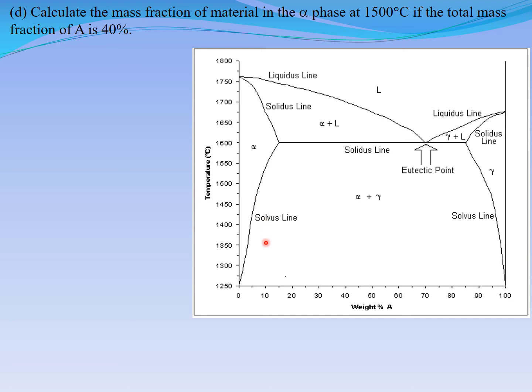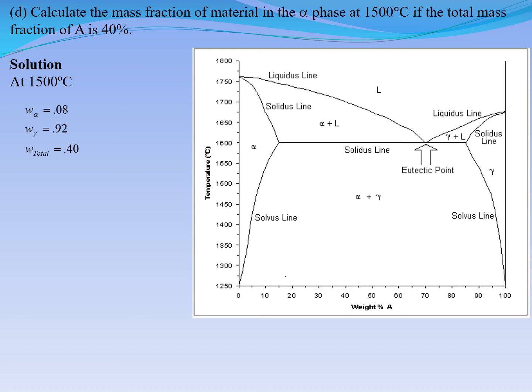At some point, draw a line and see what percentage alpha is there. And cut here and see what percentage gamma is there. And then solve it. Use the simple lever rule. So at 1500 Celsius, alpha is roughly 0.08, right? 8% or 0.08. Gamma is 92 roughly, so 0.92 or 92%, and total is already 40%. So this is the data, right? In the middle you have 40%, on the right you have 92%, on the left you have 8%.